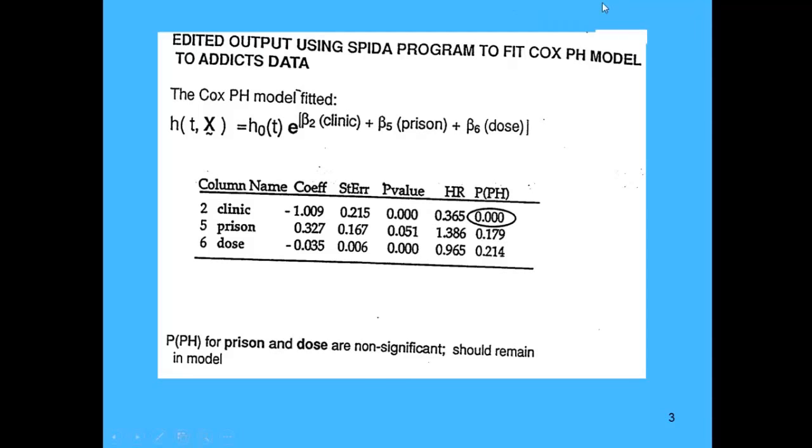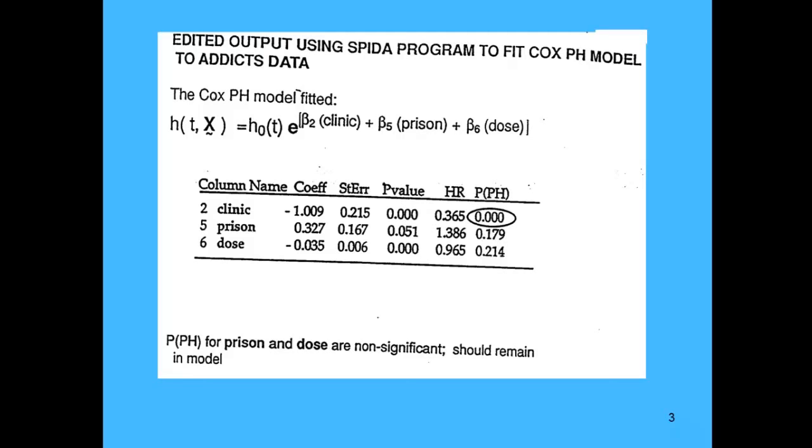What do you notice? What do you notice? Well, one of them's circled. That's what you notice, obviously. And it's circled because it's got 0.000, 3 decimal places. What does that suggest? Well, of the three variables, if there's any one that doesn't work, doesn't satisfy the assumption, it's the clinic variable, right? And it looks like the other two maybe are okay.